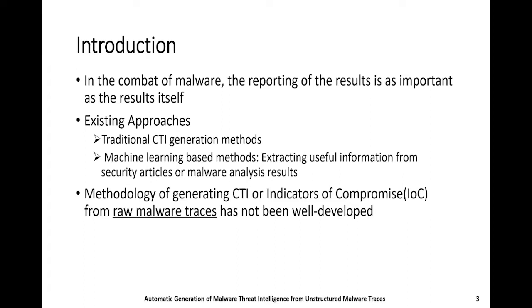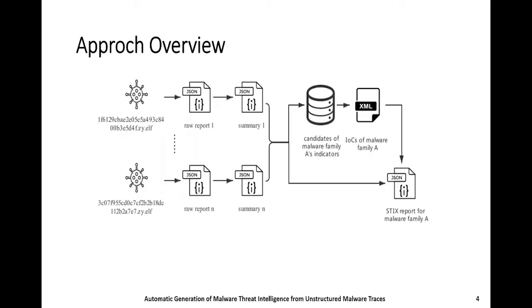Nowadays, there is extensive research on machine learning-based CTI generation methods, but many of them try to extract CTI, an indicator of compromise, IOC for short, from online security articles and well-written malware reports. In most real-world cases, however, we only had a large number of raw malware samples, and the methodology of generating CTI or IOC directly from raw malware traces has not been well developed.